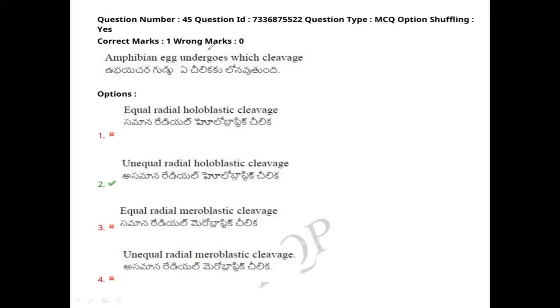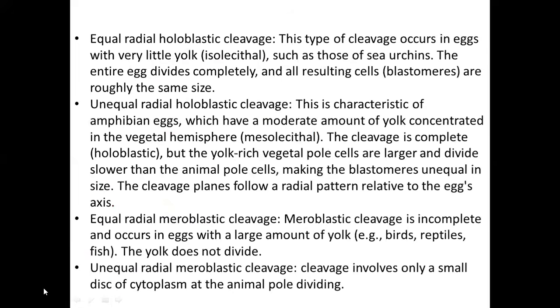The amphibian egg undergoes which cleavage? Best explanation slide I'll show you. The correct option is, of course, unequal and radial holoblastic cleavage is found in amphibians. But for your options explanation, equal radial holoblastic cleavage is generally seen in the sea urchins. Names గుర్తుంచుకోండి, examples గుర్తుంచుకోండి. Done.